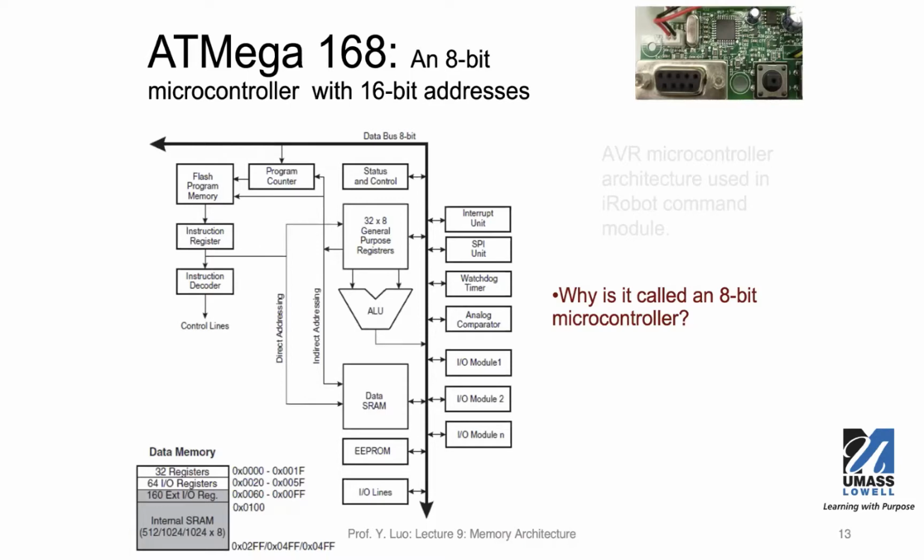Okay, this is another Atmega chip using AVR architecture. This is an 8-bit microcontroller with 16-bit address. There are several things that we want to point out here. This is the ALU, which stands for the CPU. And we have general purpose registers. We have 32 of them. Each of them is 8-bit. And we have an 8-bit data bus that connects to all these different components.